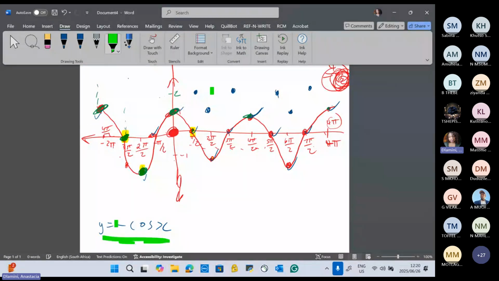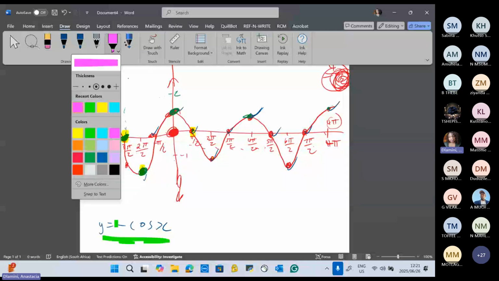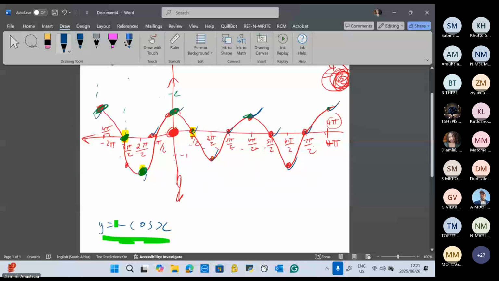So let's start. This point here becomes what? I will use a blue color again. It's a reflection, isn't it? It becomes negative 1. And then this point becomes 0, 0 becomes 0.